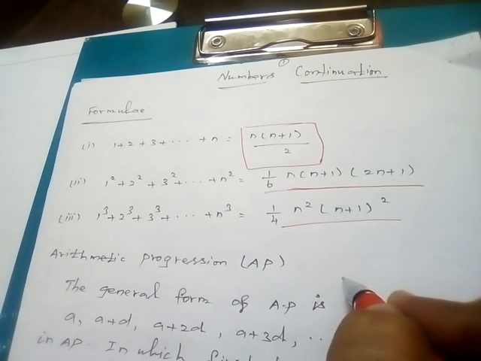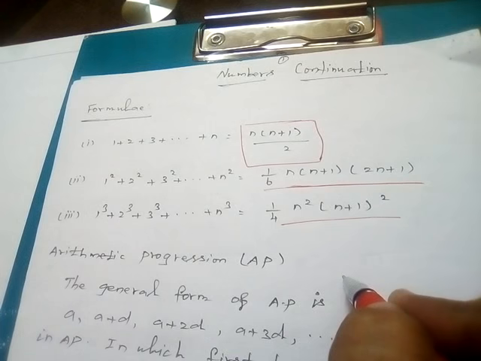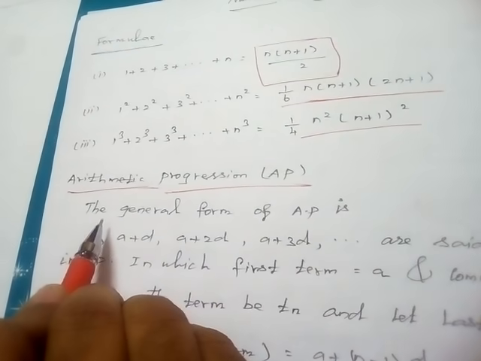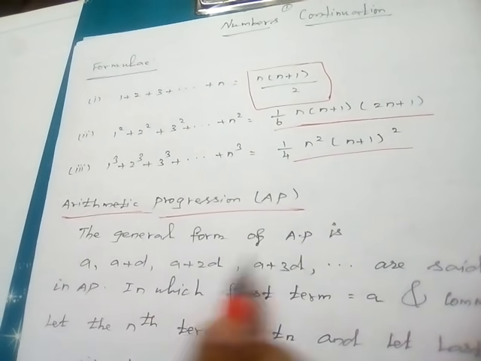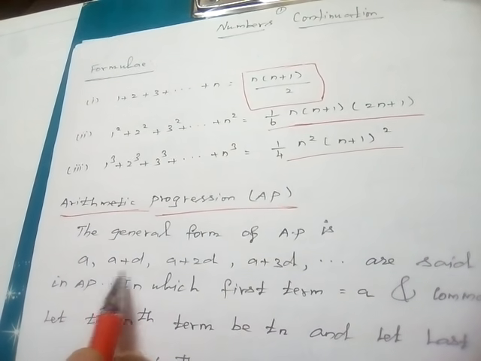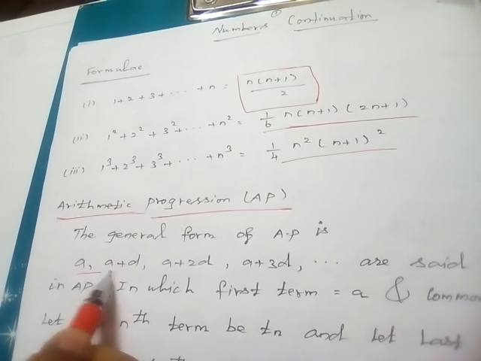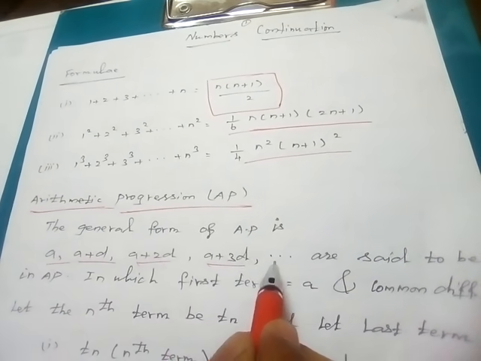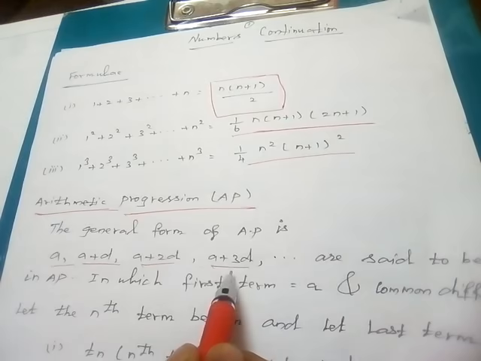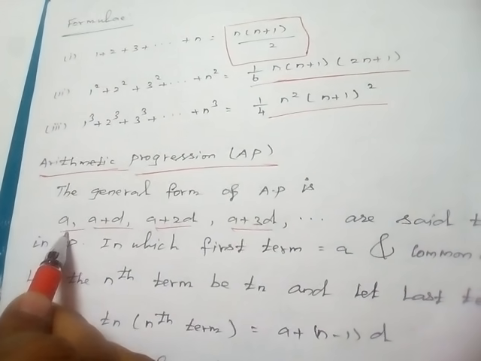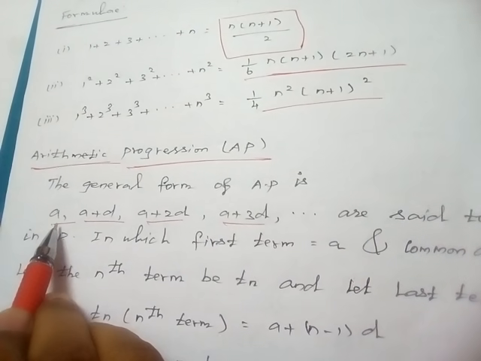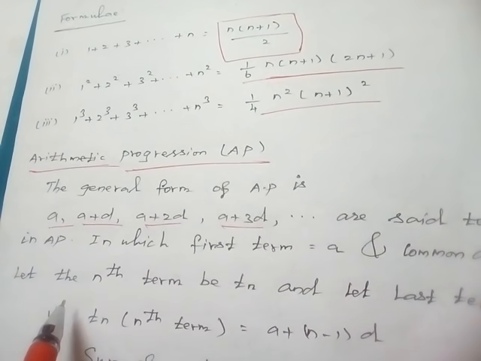Next, some definitions of arithmetic progression and geometric progression. Now we are going to solve problems using the arithmetic progression. So what is arithmetic progression? The general form of arithmetic progression is a, a plus d, a plus 2d, a plus 3d, etc. In this progression, a stands for the first term and d stands for the common difference. So a is called the first term, d is called the common difference.